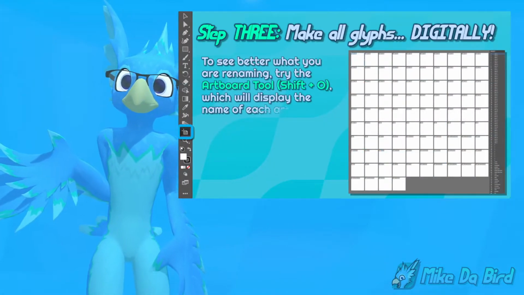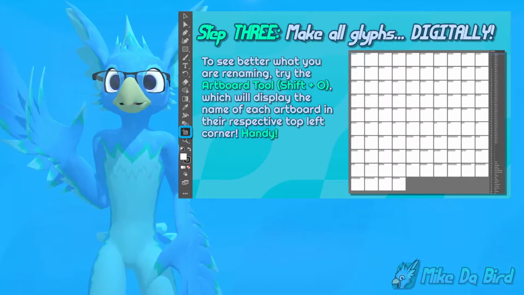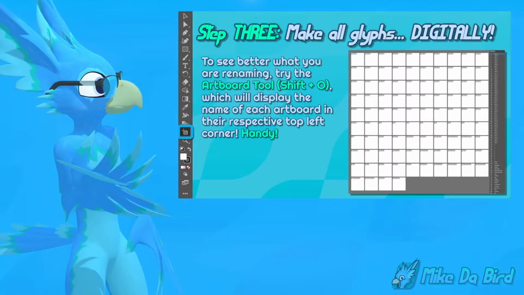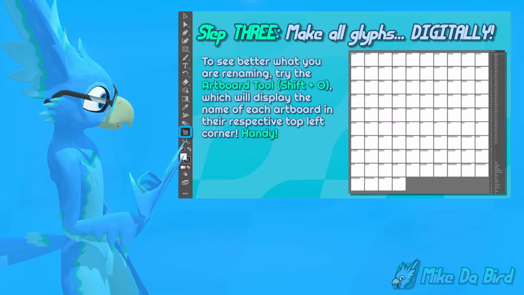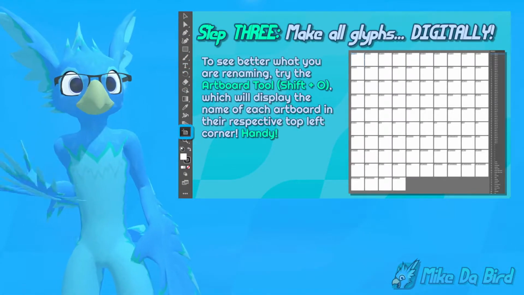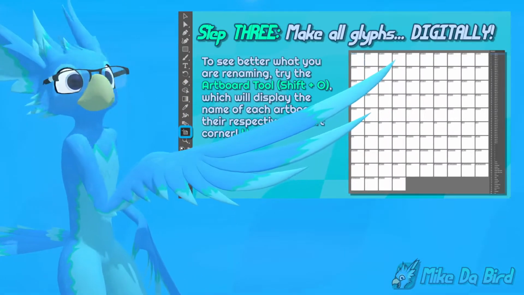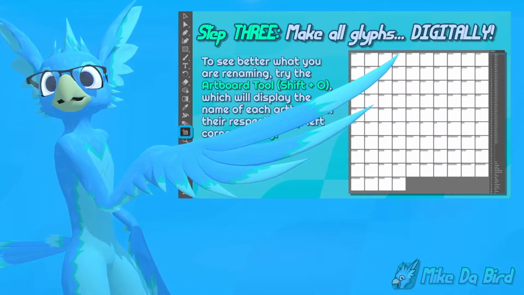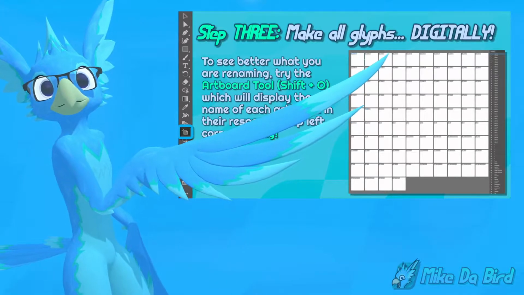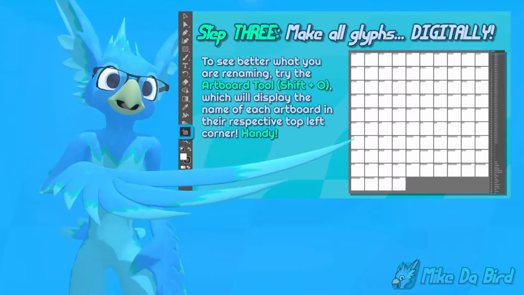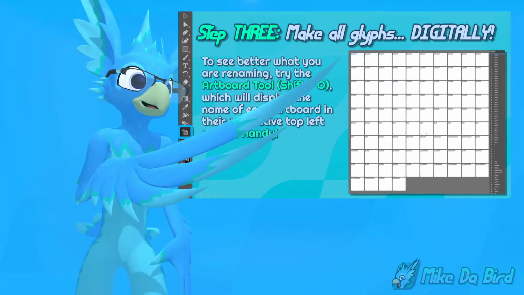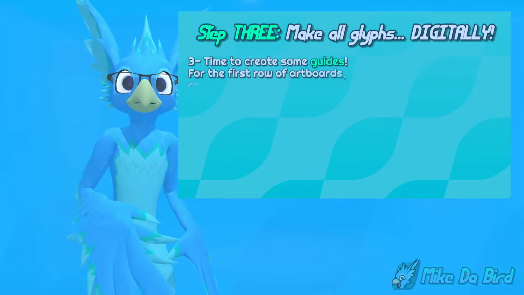And to make your job easier to rename, I recommend pressing Shift O or clicking the artboard tool, which is right there, right above the magnifier. What that will do is, I don't know if you see the little rectangles at the top left of each artboard, display the name of those artboards. So when you rename one, it's going to update automatically. Handy. Very handy. I use it all the time.